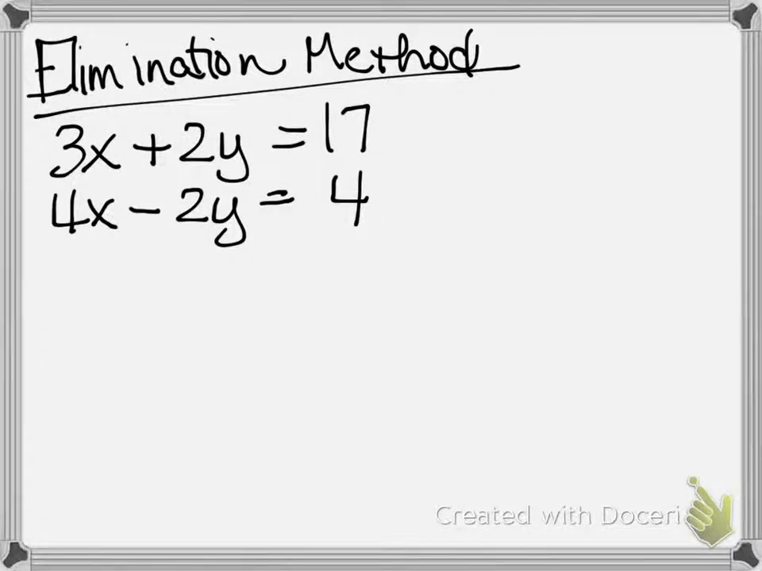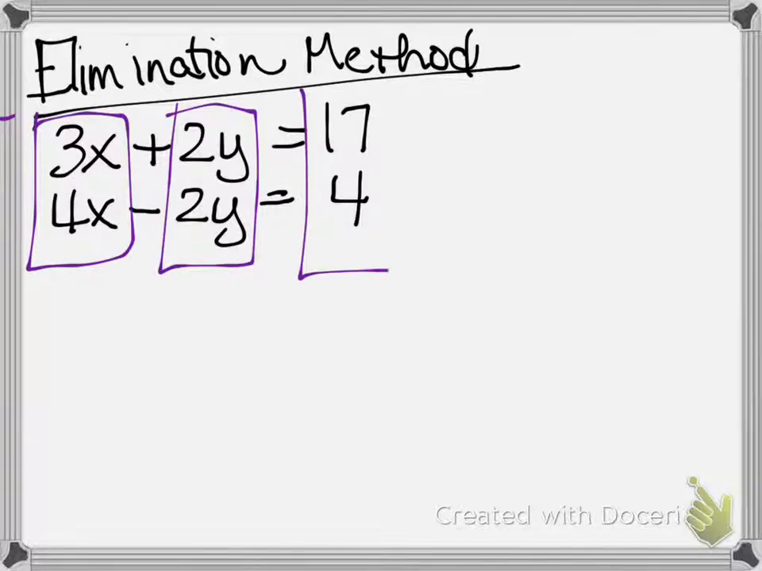Okay, now we're going to be looking at the elimination method. The substitution method was always about isolating an x or a y. In the elimination method, we're going to be looking at columns. So we're going to look at the x column here, the y column, and the constant column. And the idea in the elimination is that you can add columns.